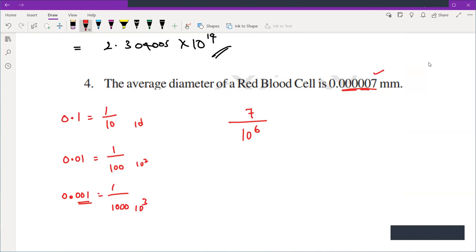Yes, sir. Now we can write this using the exponential form. This is in the denominator. So 7 into 1 by 10 power 6, which is nothing but 7 into 10 to the power of minus 6. That's all. It's already in scientific notation because 7 means 7.0. Is it clear now?